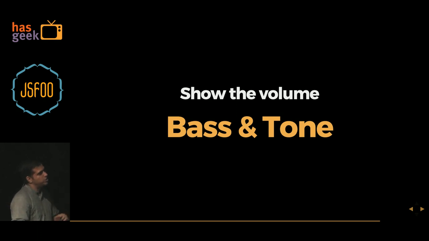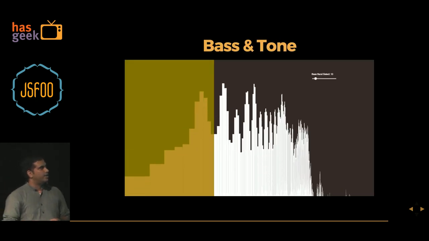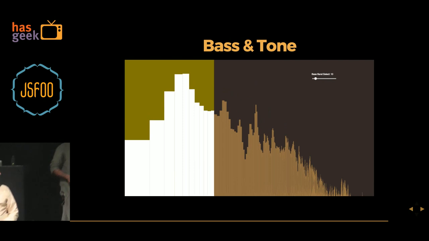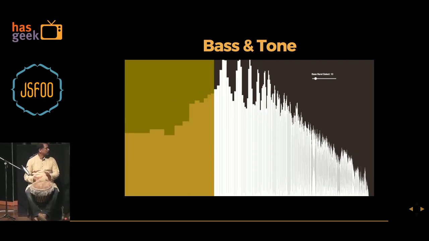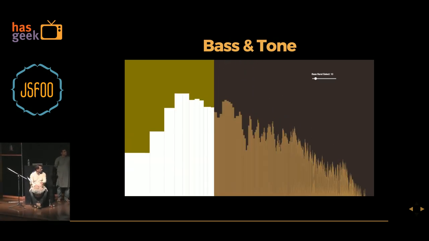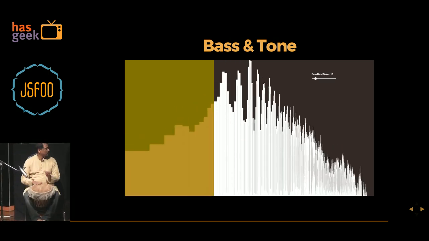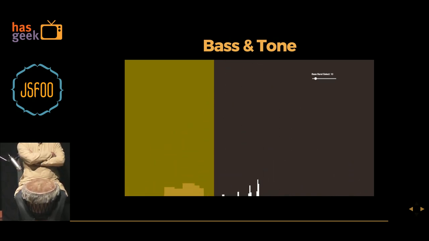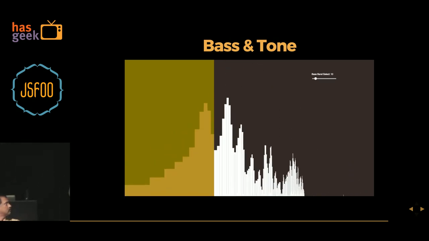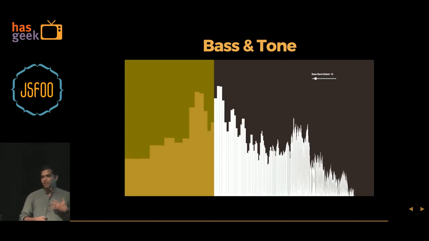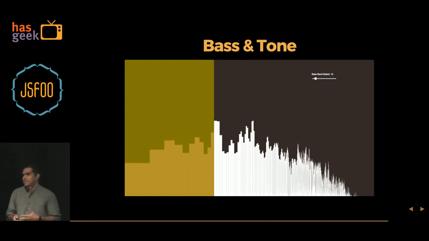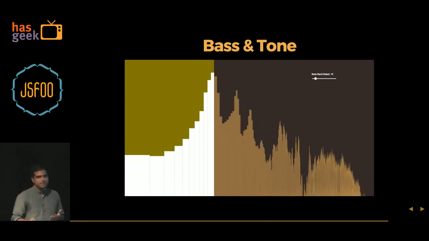So we now will try and just show the bass and tone, and we'll just use this visualization, but just choose an artificial cutoff in the middle and see the bass and the tone. So we've improved on our algorithm, and now we can just use this bass and tone to actually improve our beat detection and do much more. This is a crisp talk.